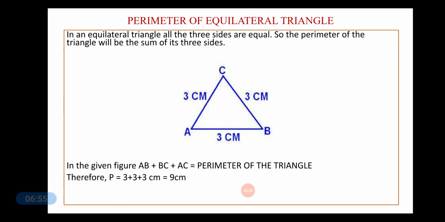9 centimeter. Now, if simply the perimeter is given to you, you can also find out the side of the equilateral triangle simply by dividing by 3. Since all the three sides are equal, if we divide the perimeter of the equilateral triangle by 3, we will get the side of that equilateral triangle.